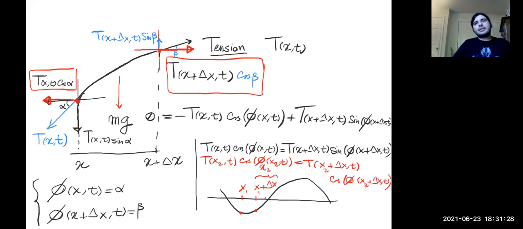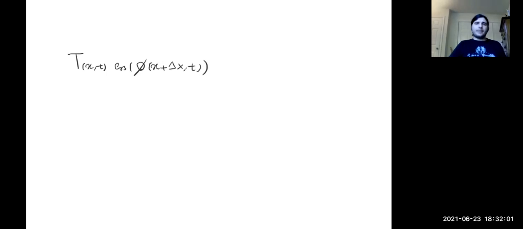With some mild assumption, it shows you that it doesn't matter which point x you choose, T at that point times cosine of phi at that point is something constant. All of these things are equal to each other. So let's call that number T. So the conclusion is that at any point x, T of x and t times cosine of phi of x and t is equal to something constant.